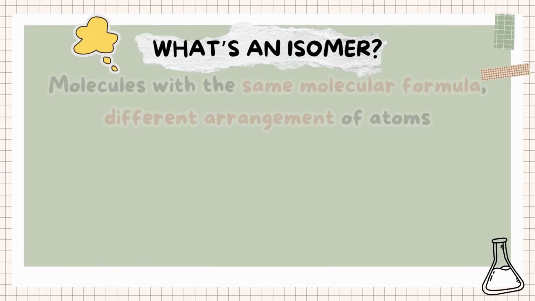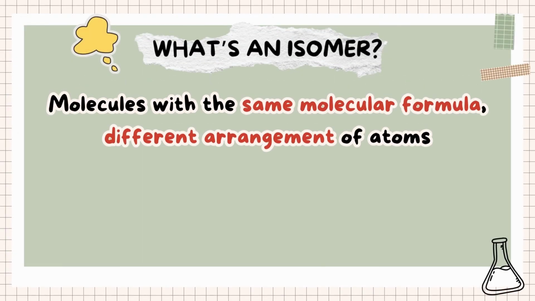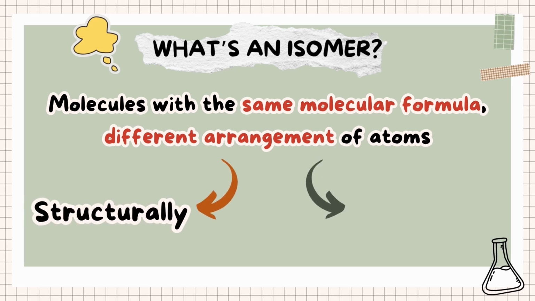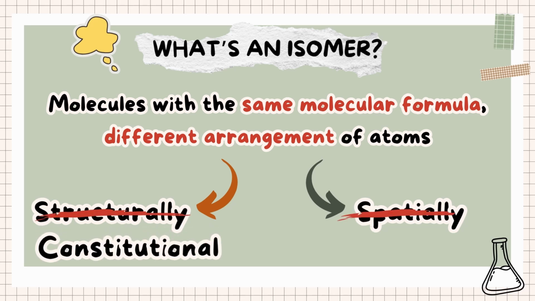Okay, quick overview. What is an isomer? These are molecules with the same molecular formula, or same number of the same atoms, but a different arrangement of those atoms. By arrangement, that can mean a different structure or a different spatial layout. That's the main idea between the two isomers we're covering. Structurally different molecules are constitutional isomers, and spatially different isomers are stereoisomers.